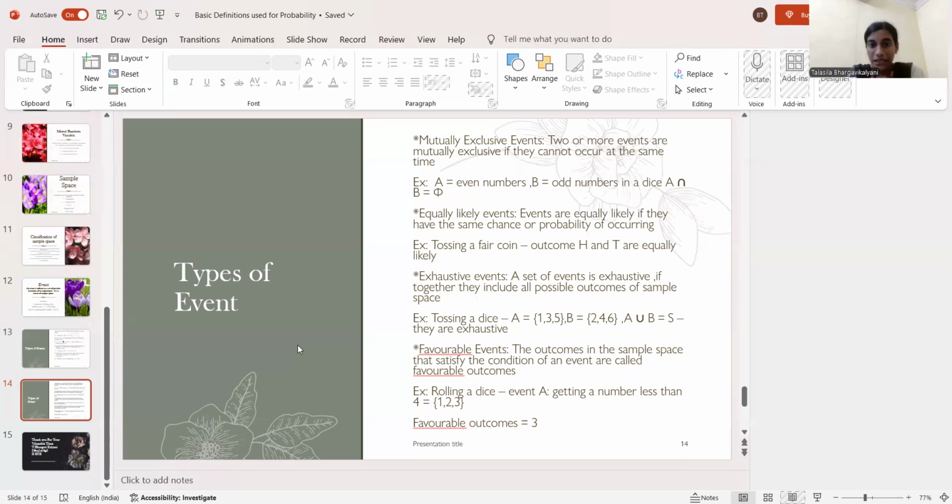Now, favorable outcomes. Favorable outcomes means the outcomes which are favorable for us in the probability of an experiment. Suppose I am rolling a die and I need to get less than 3 or less than 4. If it is less than 3, the favorable outcomes for me are 1 and 2. Whereas for less than 4, we get 1, 2, 3. So favorable outcomes means the outcomes which are favorable for us to win the experiment.